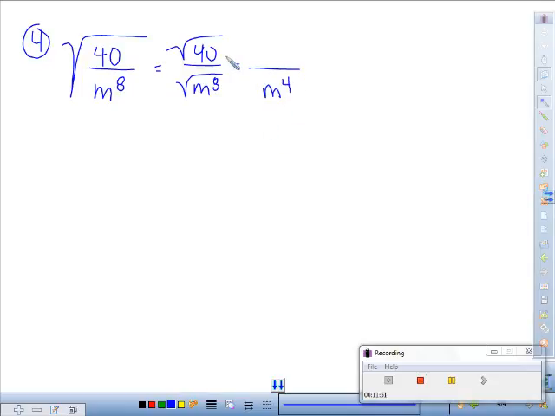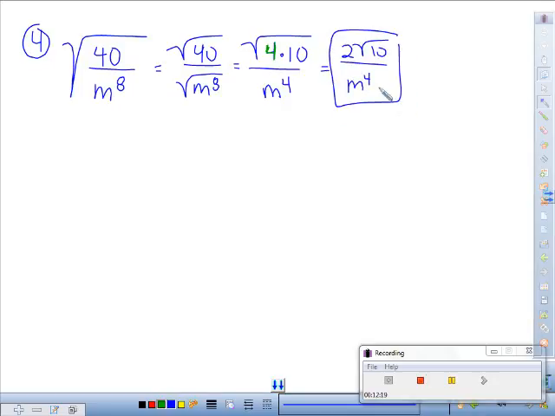And then up top, what's our perfect square that'll go into 40, Lindsay? A perfect square will go into 40. 4. So it's 4 times 10. Our perfect square happens to be the 4. What does that 4 come out as, Paul? Correct. So we're going to end up with a 2 outside up here and a 10 inside and an m to the 4th, and you're finished. That's very similar to 2 of the 3 homework problems.